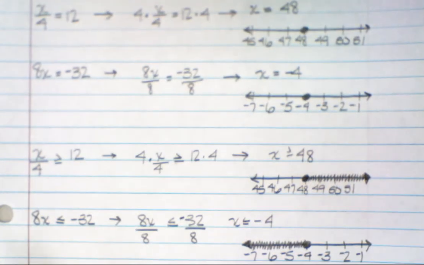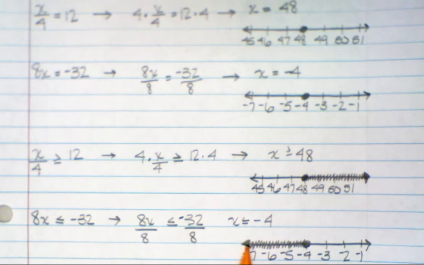In this next example, again, I took this equation up here and I just put an inequality sign in between. So 8x is less than or equal to negative 32. Divide both sides by 8. x is going to be less than or equal to negative 4. Again, it's less than or equal to, so negative 4 is part of my solution. So I put a closed dot there, and this time I'm going to shade the numbers that are less than negative 4, which are negative 5, negative 6, etc. Again, making sure I shade the arrow here.